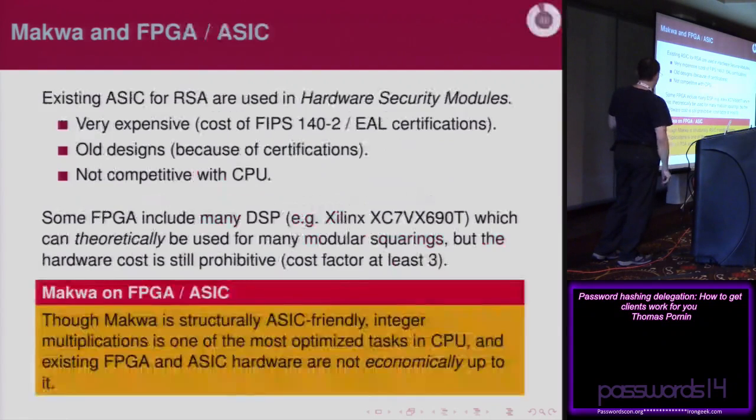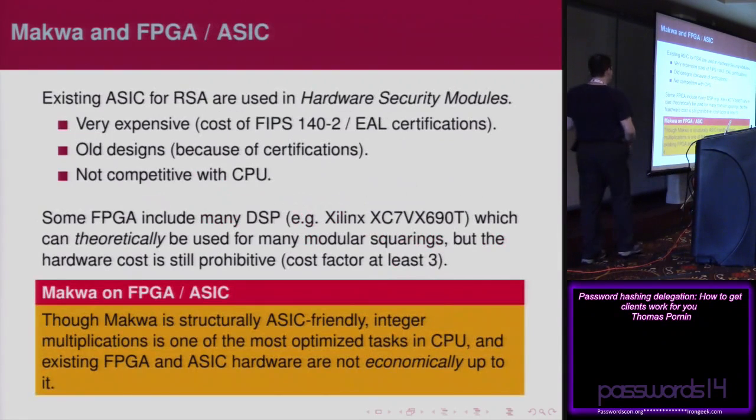So I've looked also at what we could do with ASIC or FPGA. ASICs for doing RSA exist, and they are for hardware security modules, but they're very expensive and they're slow. And both are for the same reason, because their value is not from their speed, but from their very expensive certifications, which ensure tamper resistance and so on. And it takes a lot of time and a lot of money to do a certification, so you don't want to do it again. So when you have an old ASIC design, you keep it. So if you take a brand new hardware security module, the ASIC in it is a 10-year-old design. That's what is on the market right now. So it's not competitive with CPU.